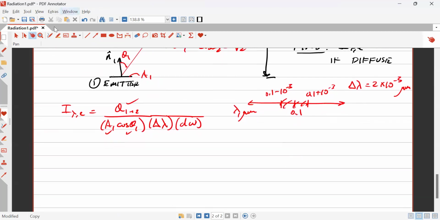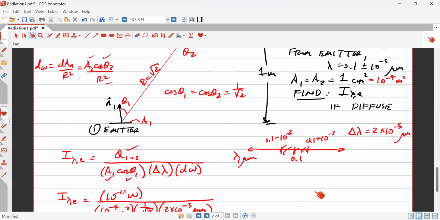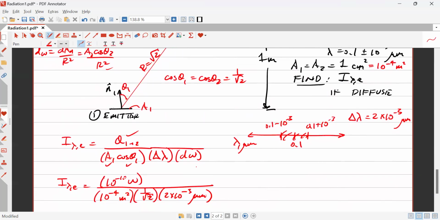Maybe just to finish this off, I'll plug in everything just to show you how it all works out. So I lambda E will be 10 to the minus 10 watts over A1, which is 10 to the minus 4 meters squared, times 1 over square root of 2, the cosine of theta 1, times 2 times 10 to the minus 3 microns, the delta lambda. And then d omega will be A2 cosine theta 2, so 10 to the minus 4 meters squared, 1 over square root of 2.